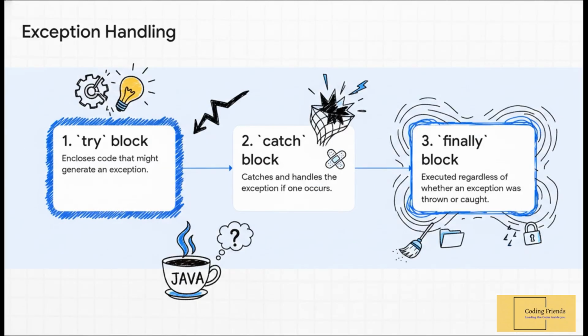And this all fits into the famous try, catch, finally block. You put your risky code inside the try block. If something goes wrong, the catch block acts like a safety net, catching the error so your program doesn't crash. And then there's finally. Think of finally as your guaranteed cleanup crew. It doesn't matter if the try block succeeded or if the catch block had to jump in, the code in finally will always run. It's perfect for things like closing files or database connections.